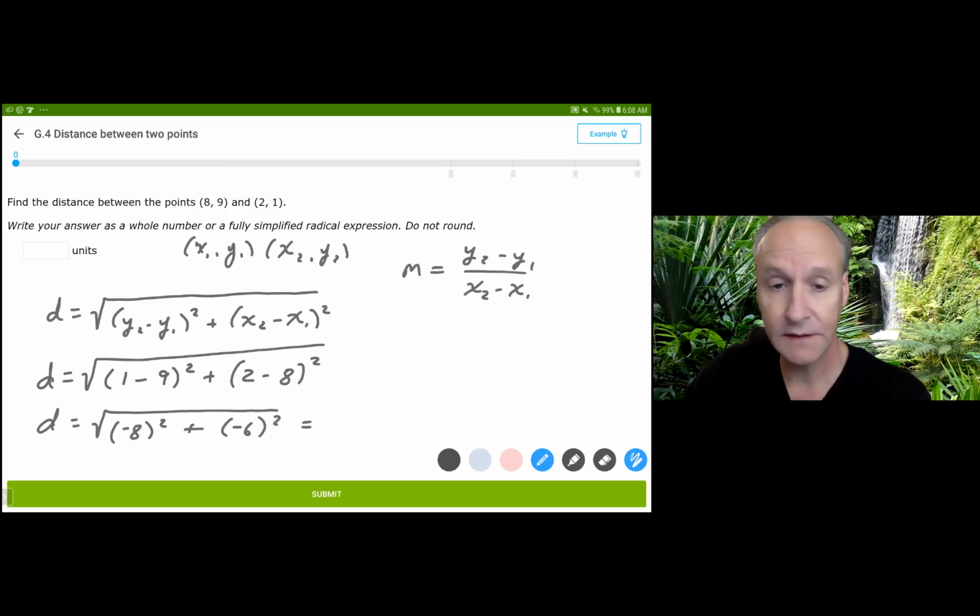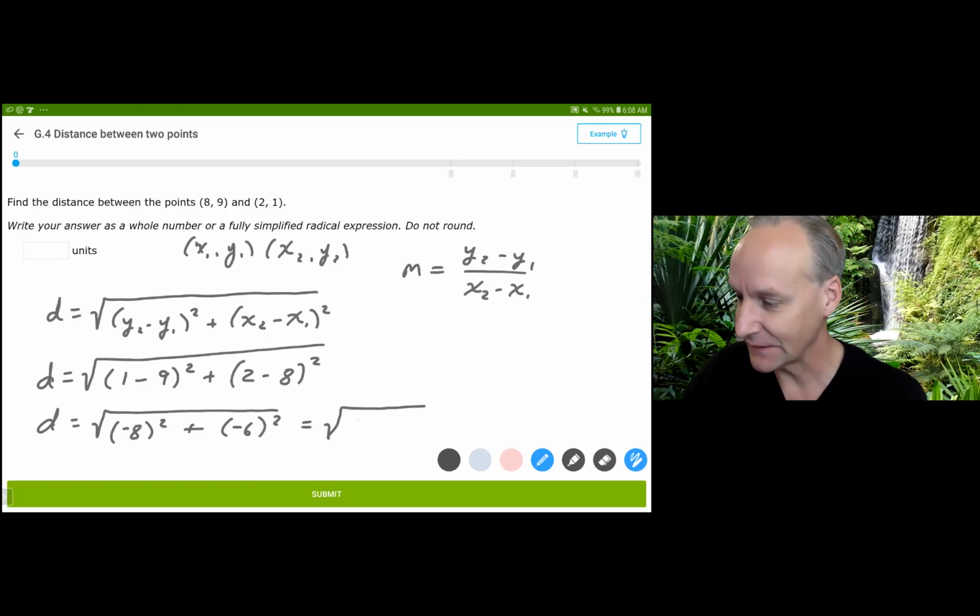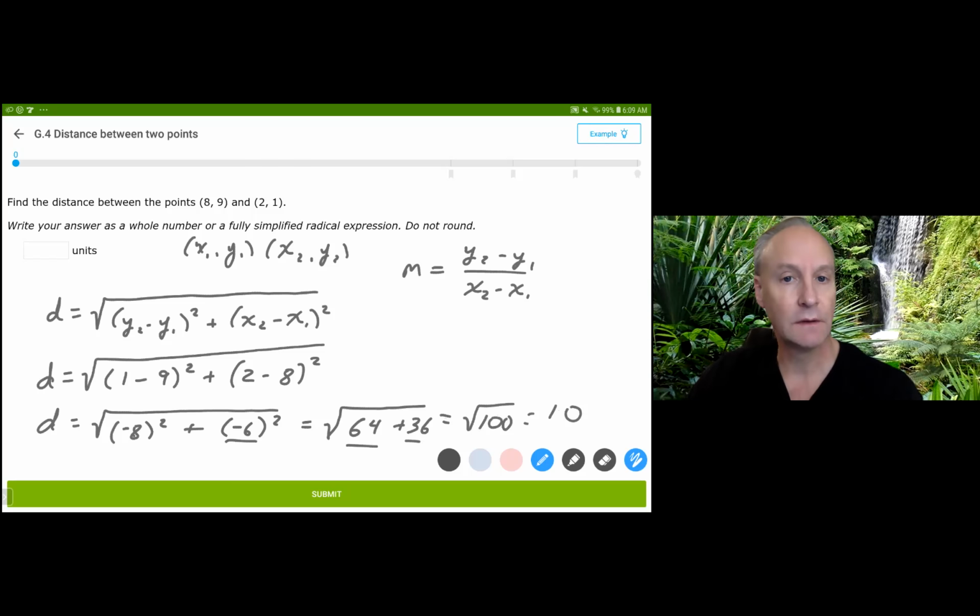And I can tell you already that the distance is 10. That's called a Pythagorean triple. And we'll be doing those later. Anyway, this is 64 plus 36, because -8 times -8 is 64. -6 times -6 is 36. And we have the square root of 100. And the square root of 100 happens to be 10. So these points have a distance of 10 units.